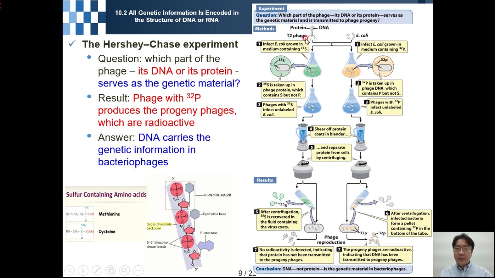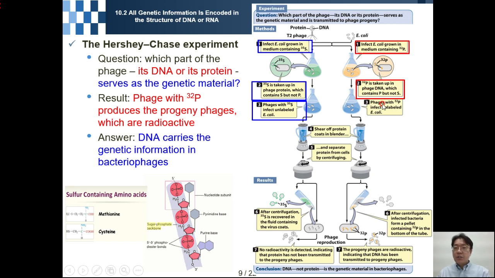So first, they used the T2 bacteriophage. In the first group, they infected E. coli grown in a medium containing S35. Because sulfur is a main component of amino acids, S35 is taken up into the phage protein, and the phage with S35 infects unlabeled E. coli. Okay, another group is T2 bacteriophages infecting E. coli grown in a medium containing P32. Because P32 is located in the DNA, P32 is taken up into the phage DNA.